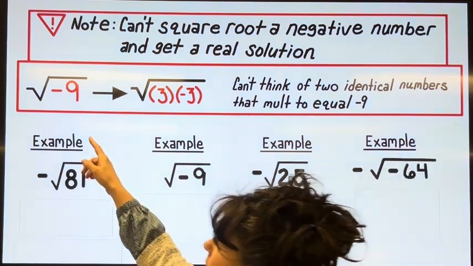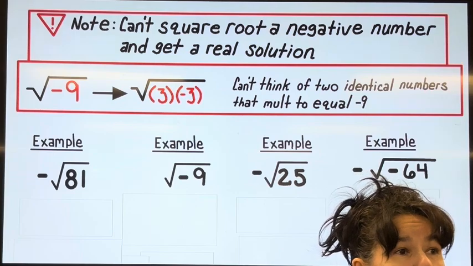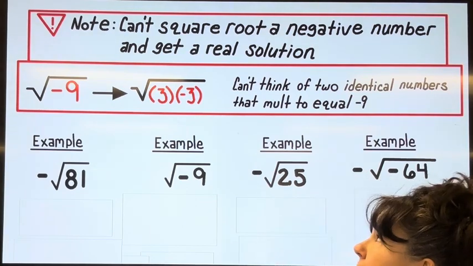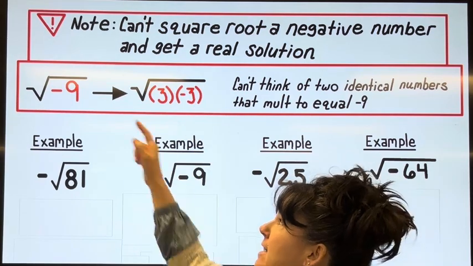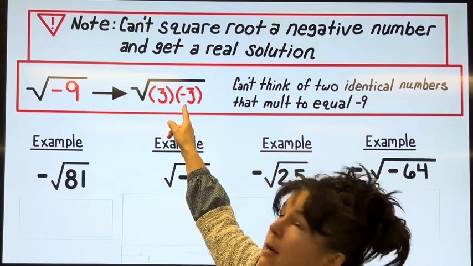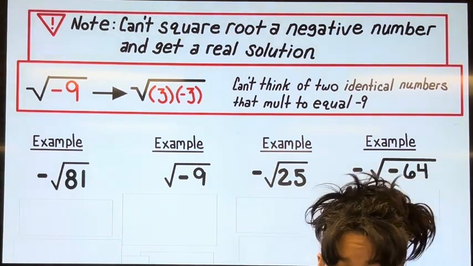For example, the square root of -9, if we need two identical numbers multiplied together to get back to -9, we just can't do it. 3 multiplied by -3 is -9. Those are not the same numbers. So this does not have a real solution.